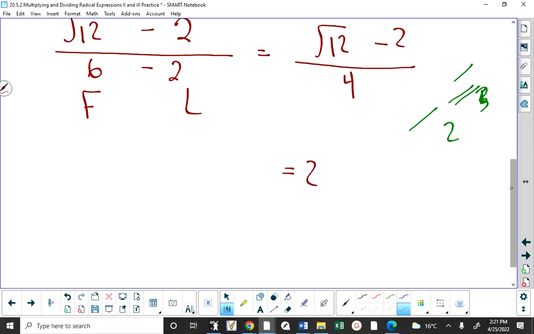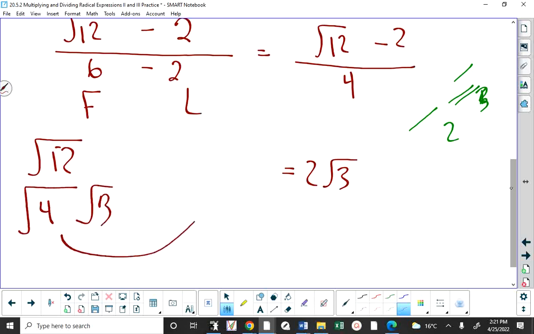Root 12 is 2 root 3. There will come a time where I will stop writing that. There will come a time, there has to be, where I just say, geez, we've done root 12 100 times. It's not going to be something different than it was yesterday. It's 2 root 3. What else do we have? We have minus the 2, and then we have over the 4.